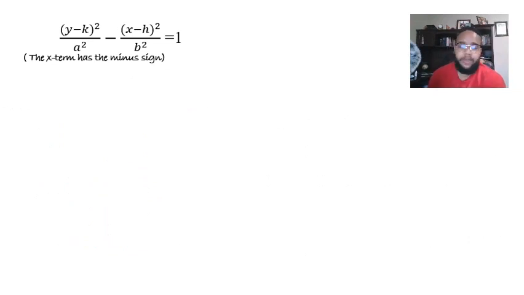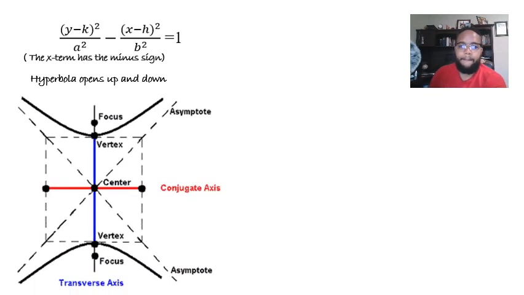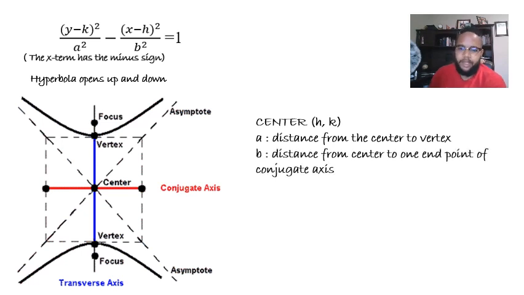So everything is going to be the same when we have y first. The only difference is it's going to open up and down because a is under the y, and so you'll be going a units up and down to get to the vertex. So everything looks the same. We still have that same box. The center is (h, k). a is the distance from the center to the vertex. b is the distance from the center to one point of the conjugate axis, which helps us get our box, which helps us get our asymptotes. And c is the distance from center to focus.